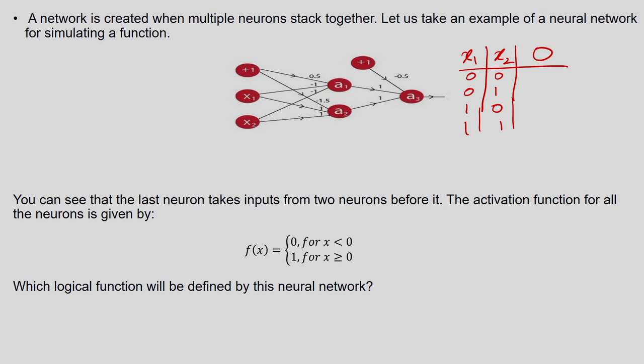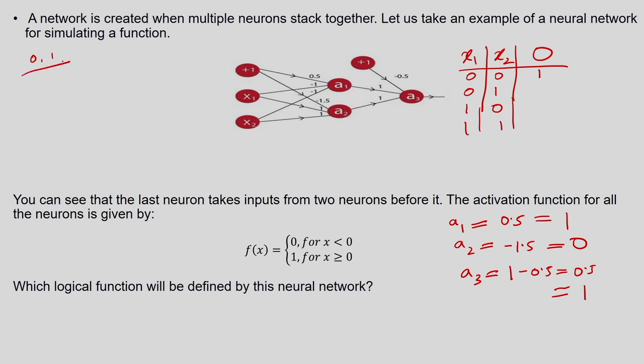So, for 0 0, a1 equals 0.5, and when you pass this through the activation function then the output will be 1. a2 will be minus 1.5, and passing it through the activation gives us 0. a3 will be 1 minus 0.5, so the value will be 0.5. So, this is equal to 1. So, 0 0 gives us 1.